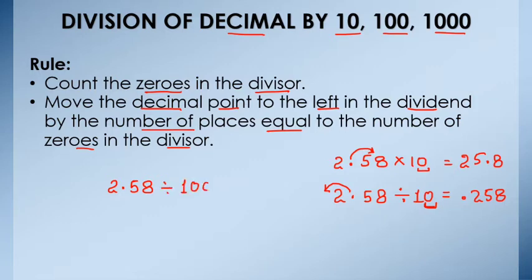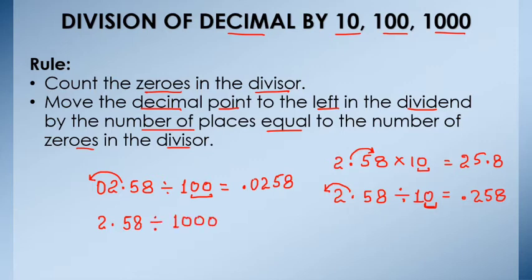Now we have to shift this decimal two places to the left, as 100 has two zeros. But there is only one digit to the left of the decimal, so put a 0 before 2. Now two digits are there, and shift this decimal two places to the left. So the answer will be 0.0258. In the same way, if we have to divide 2.58 by 1000.